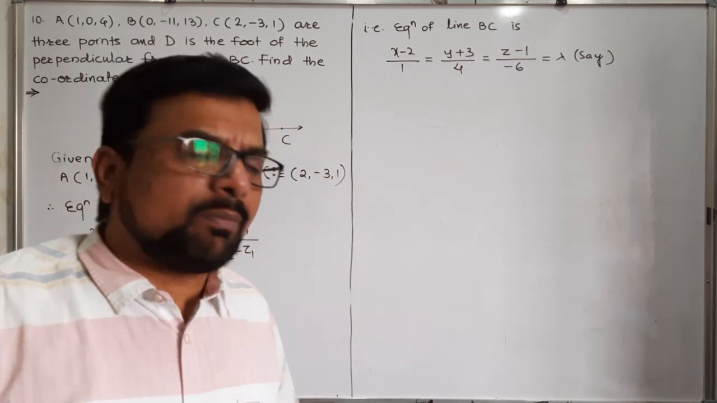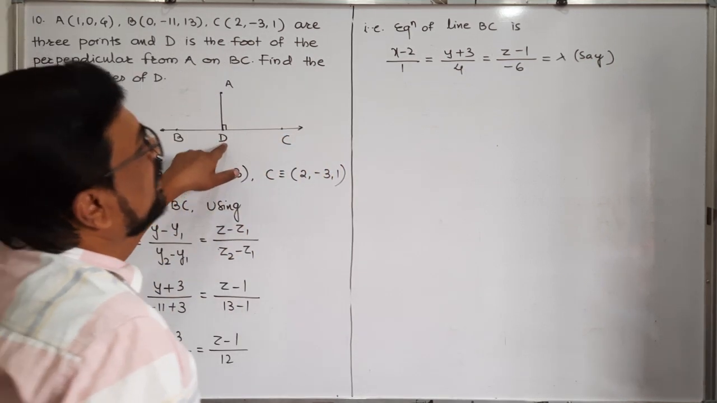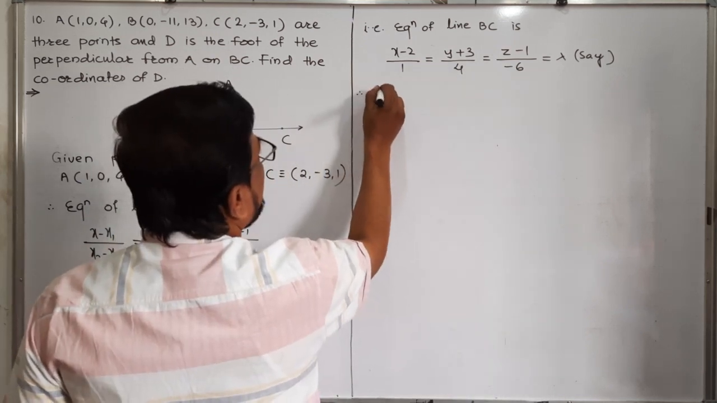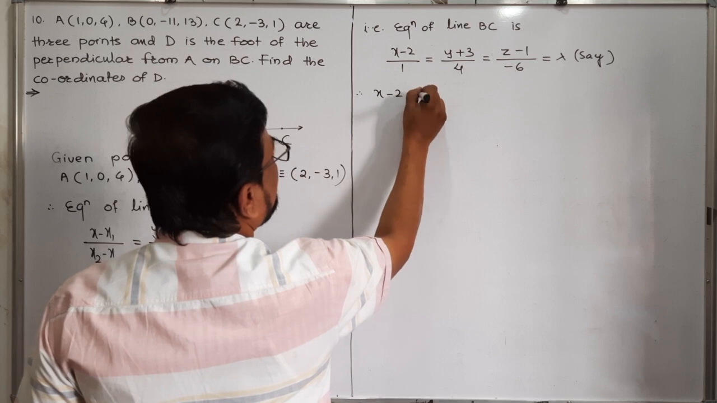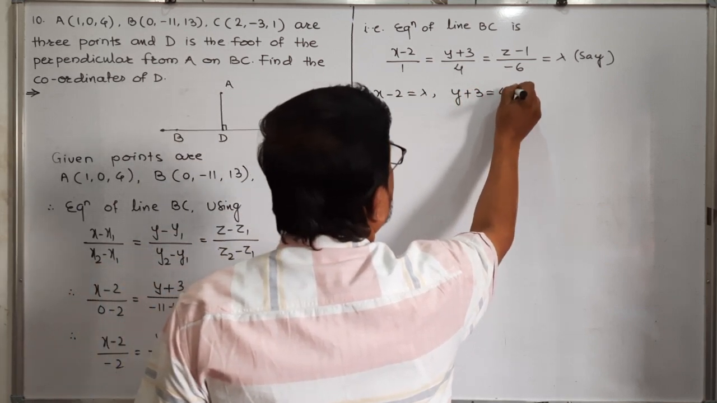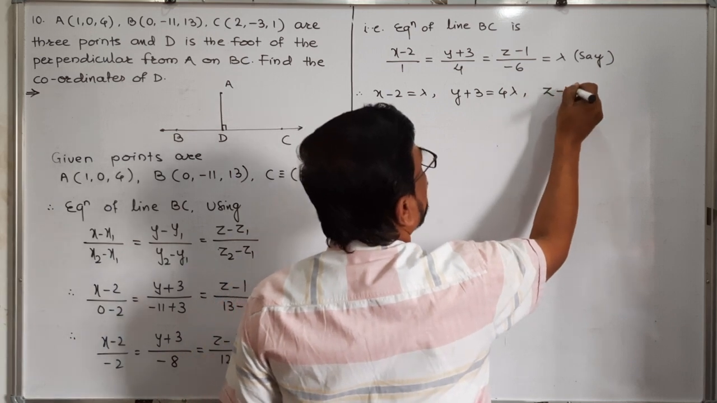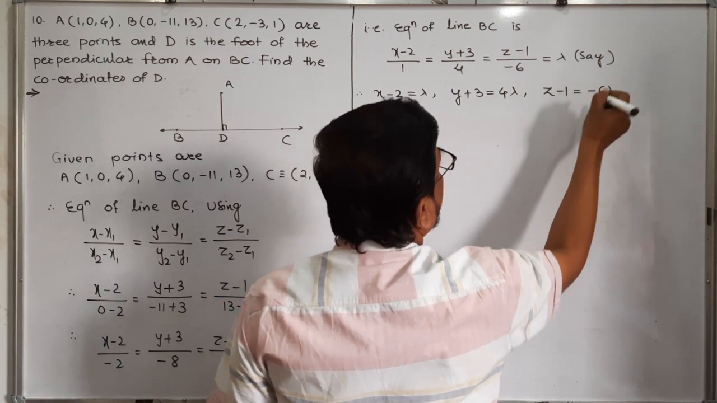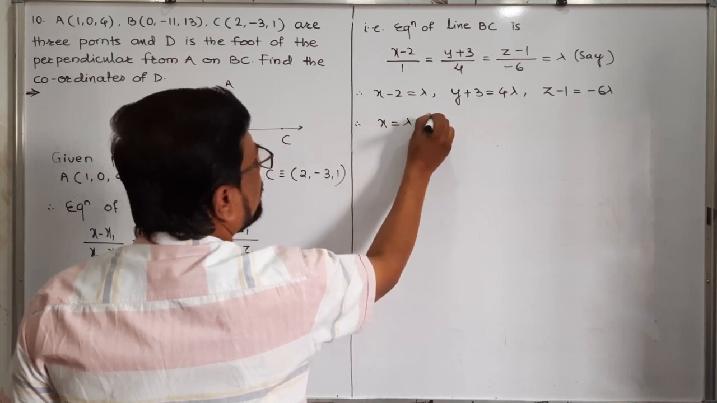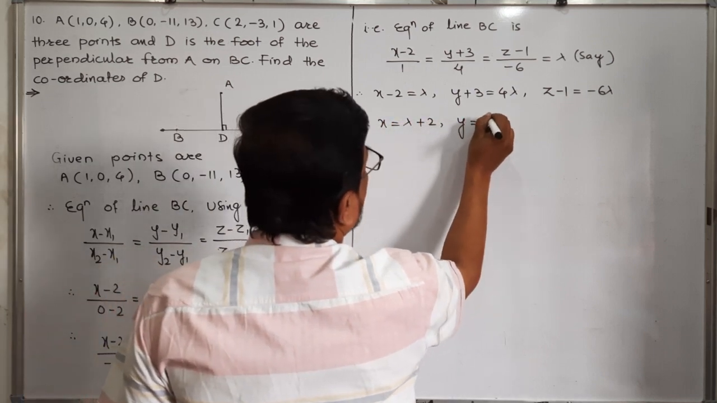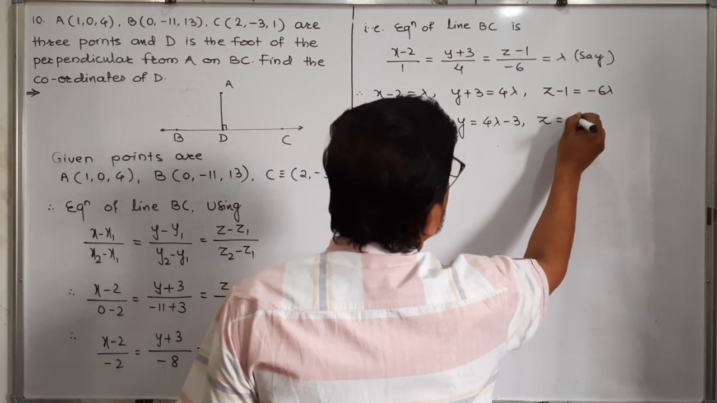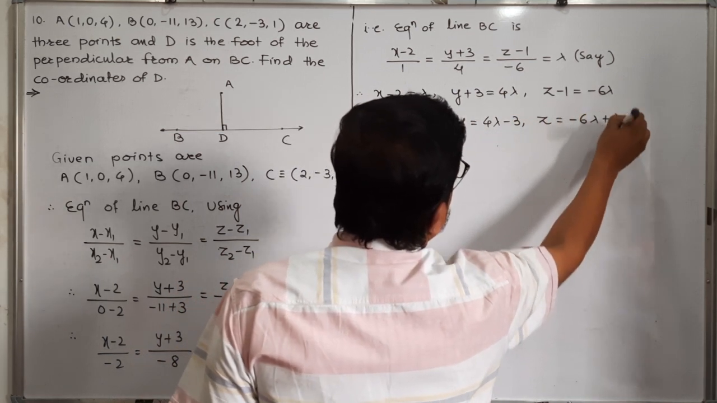For coordinates of point D, we considered lambda. Therefore, we can say that x minus 2 is equal to lambda, y plus 3 is equal to 4 lambda and z minus 1 is equal to minus 6 lambda. Therefore, x is equal to lambda plus 2, y is equal to 4 lambda minus 3 and z is equal to minus 6 lambda plus 1.